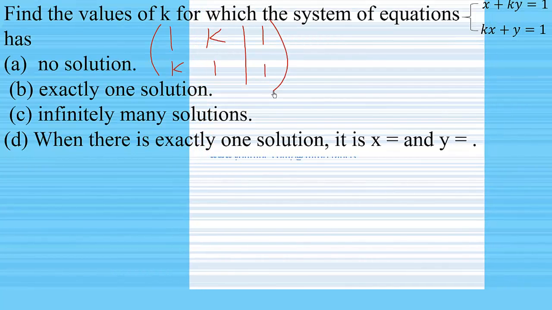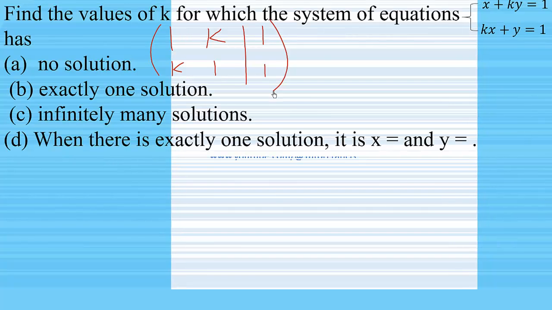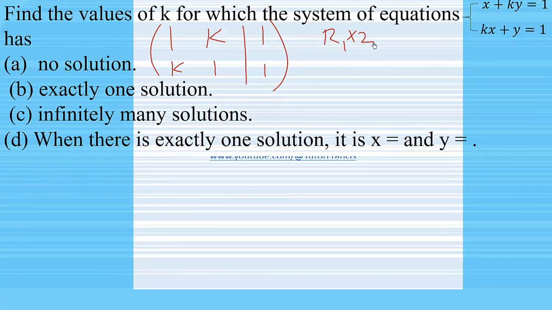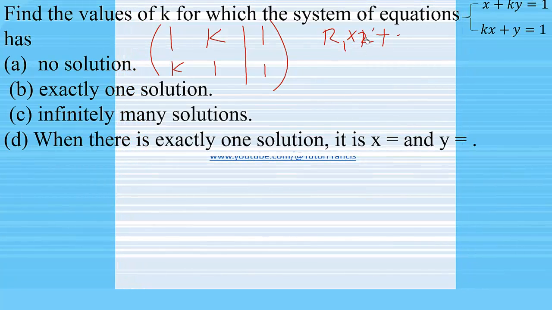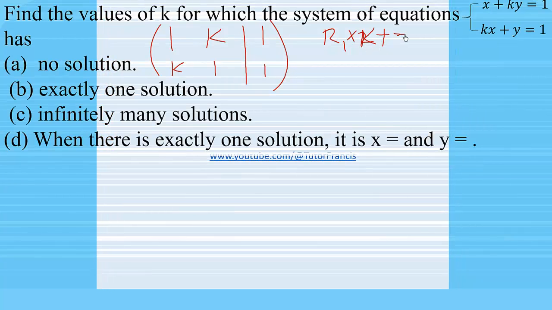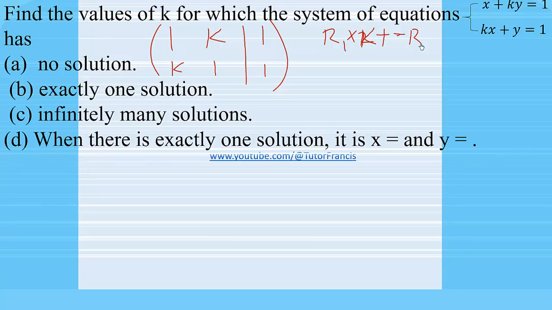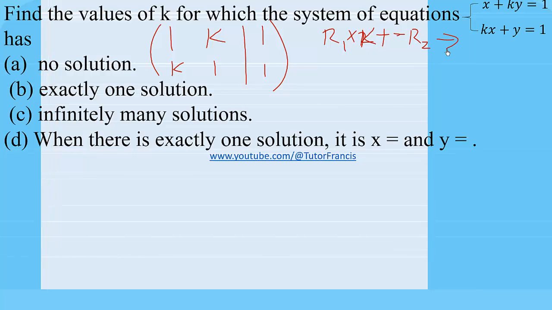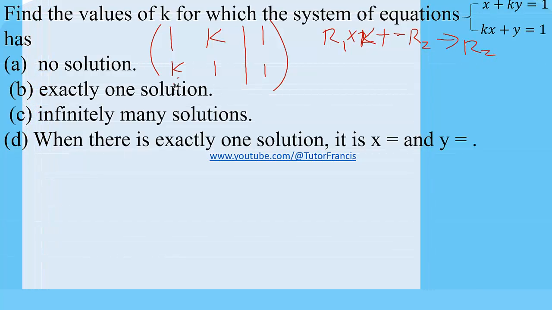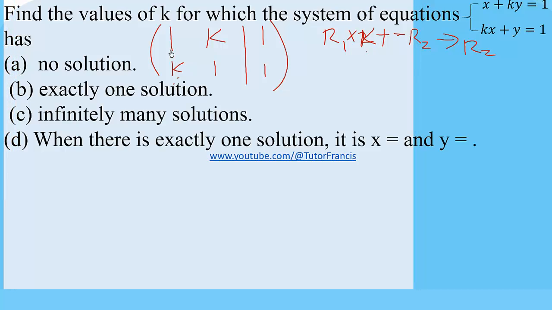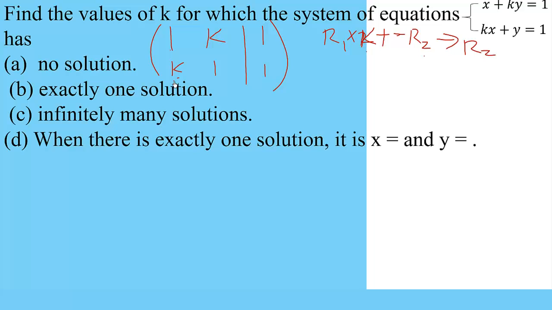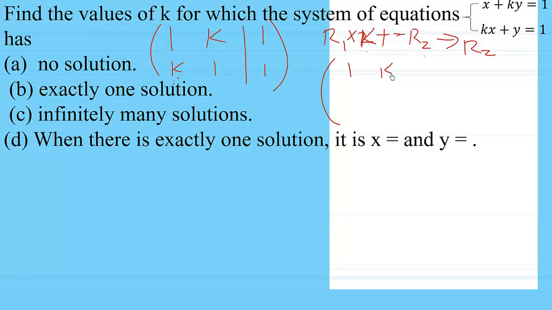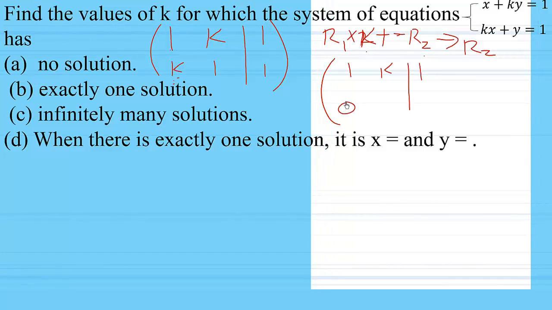We multiply row 1 by k, then we add it to the negative of row 2. So that will replace row 2, so we can get a 0 here. So k times 1 is k, add it to the negative of k, we get 0. So let's write down the top row, 1, k, then we have 1, and we get 0 here.